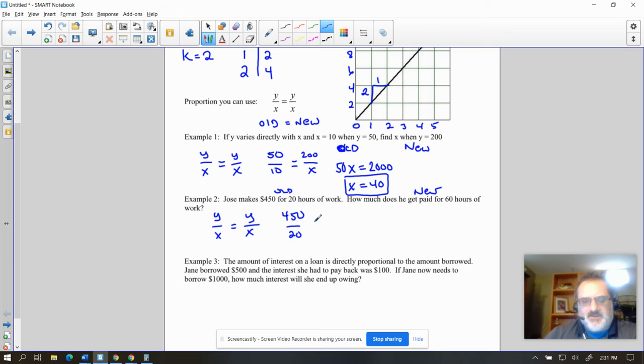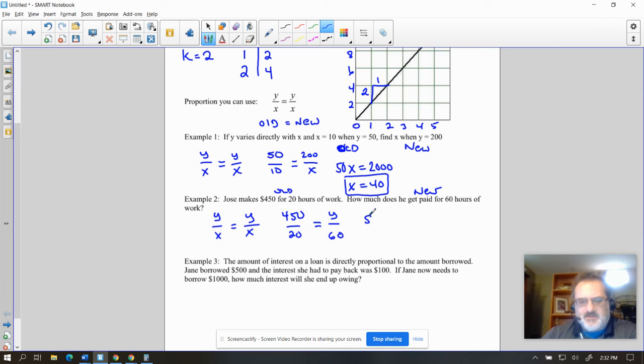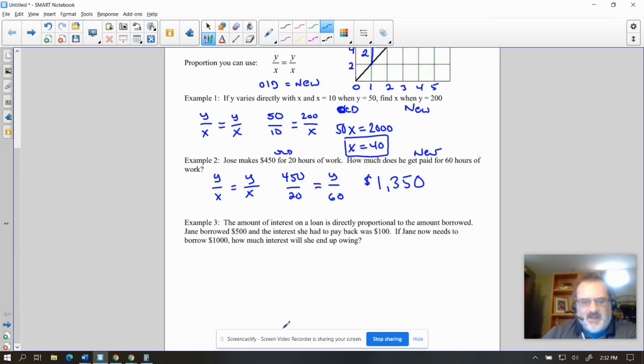So I'm looking for how much he gets paid. So that's going to be our y. I'm going to leave that blank. And then 60 hours is going to be across from 20 hours here. So once you set it up, you just have to multiply 450 by 60 and then divide by 20. 1,350. So Jose makes $1,350 for 60 hours of work. I don't know if that's good or bad. Some of you have better jobs than that right now.